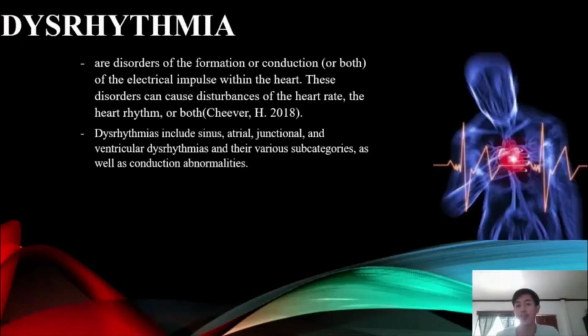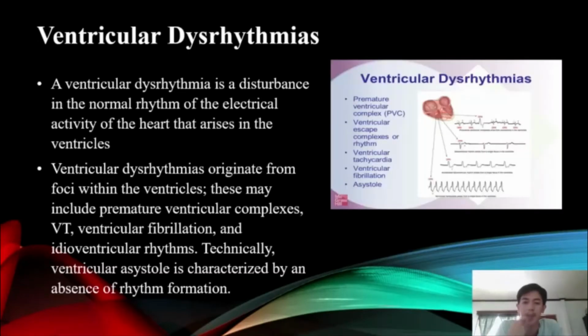Next, let's have an overview of dysrhythmia. Dysrhythmias are disorders of the formation or conduction or both of the electrical impulse within the heart. These disorders can cause disturbances of the heart rate, the heart rhythm, or both. Dysrhythmias include sinus, atrial, junctional, and ventricular dysrhythmias, and their various subcategories, as well as conduction abnormalities. So today we're going to discuss ventricular dysrhythmia, which is the focus of my report.